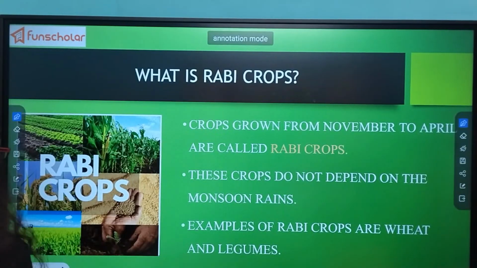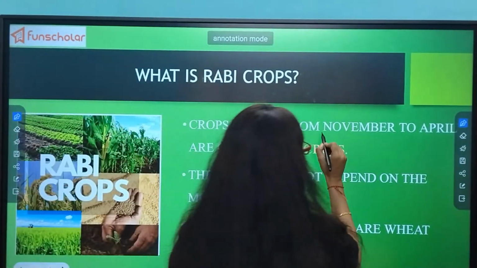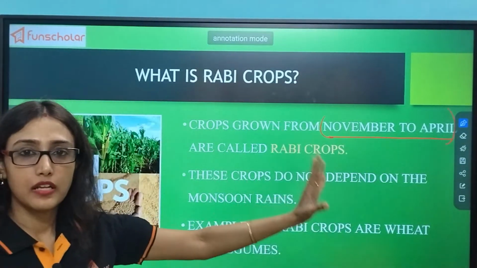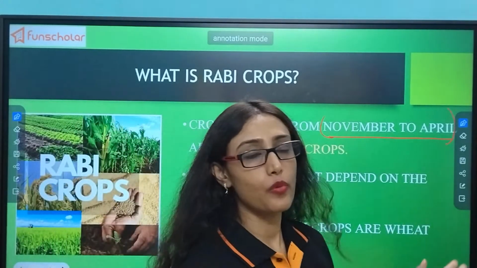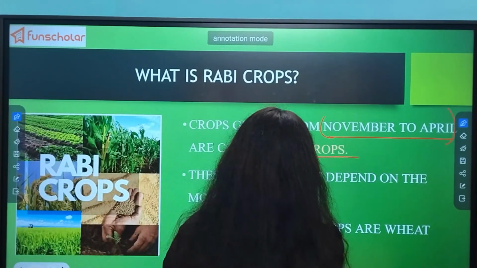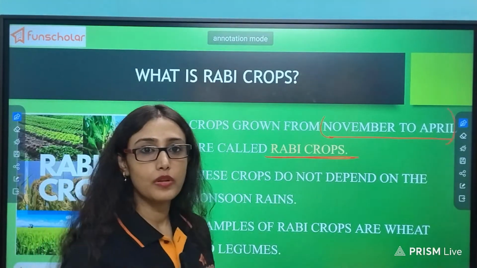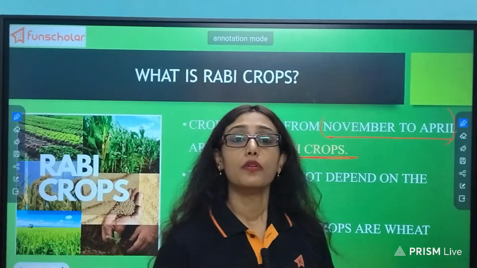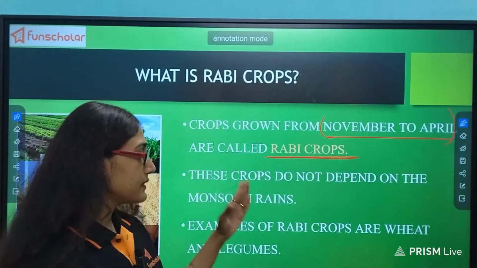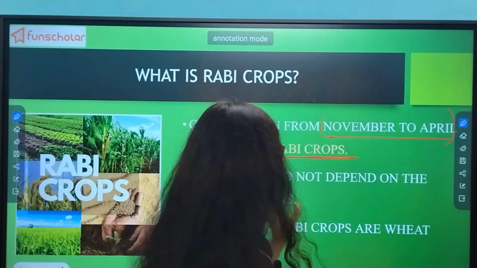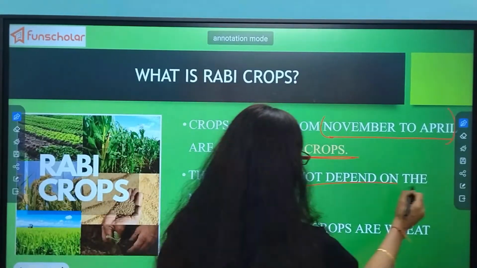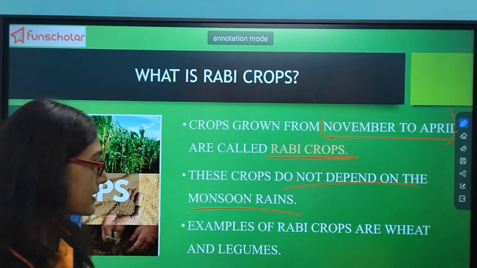Now another crop grows from November to April. Why from November? Because these crops do not need a large quantity of water. Those crops are known as Rabi crops. Rainy season crops are known as Kharif crops, and the crops grown during autumn and winter are known as Rabi crops. These crops do not depend on the monsoon rains.